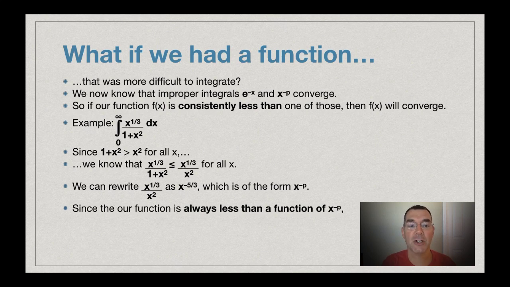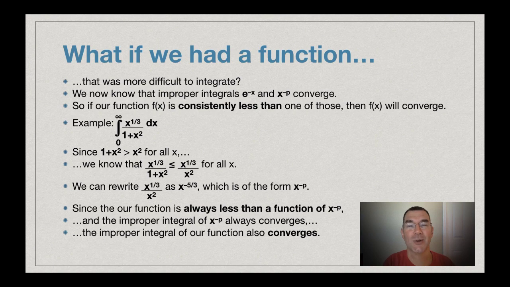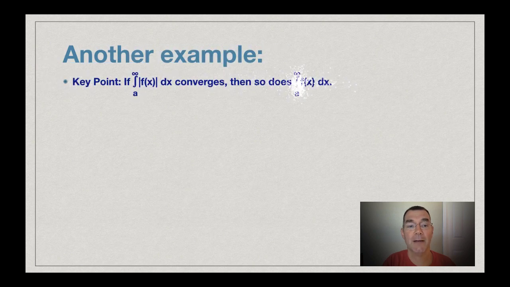And since I'm using a function that's actually less than that, I know that that's always going to converge as well. All right, so kind of a tricky thing to do, but it works, and it's valid. All right, here's another example of that.